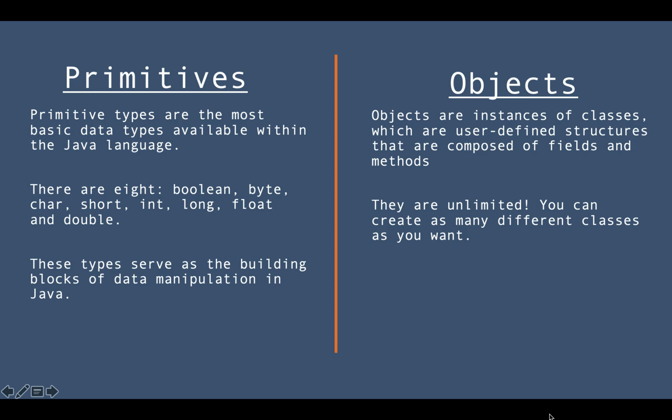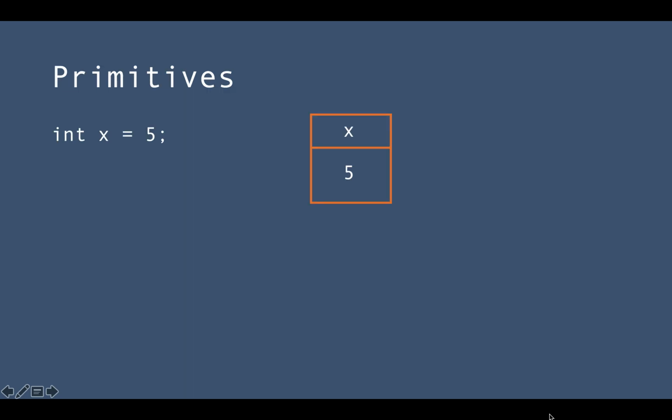They are in fact unlimited. You can create as many different classes as you would like, and it's really just up to you and your imagination. Okay, so those are the two types of variables that we'll be looking at, primitives and objects, and they do behave very, very differently in memory. It's really quite interesting. So let's just get to it. All right, we'll start with primitives.